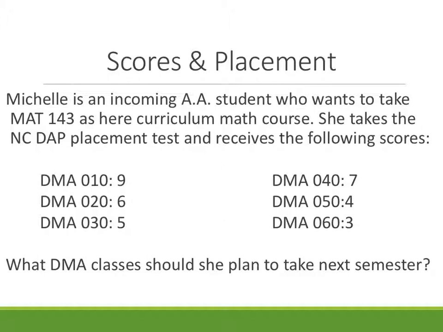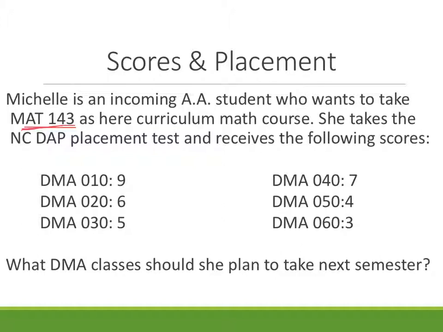She got a 9 in DMA 10, a 6 in DMA 20, a 5 in DMA 30, a 7 in DMA 40, a 4 in DMA 50, and a 3 in DMA 60. So we need to determine which DMA classes she's going to need to take before she can start her curriculum level math course. So keep in mind that she wanted to register for Math 143. That's really important.